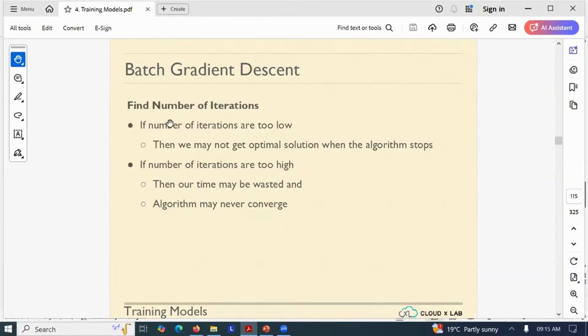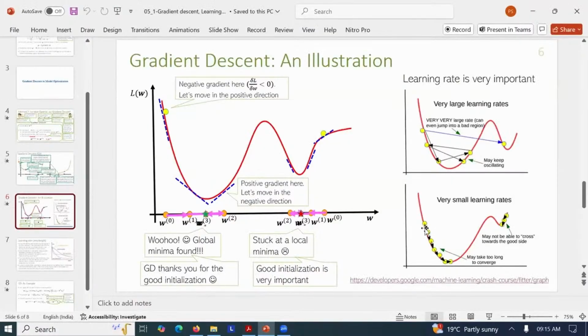And also, if the number of iterations is too low, then we may not get the optimal solution, right? So let's say the learning rate is small and the number of iterations is also small, then we may stop at this point. We may not reach the optimal position, right?